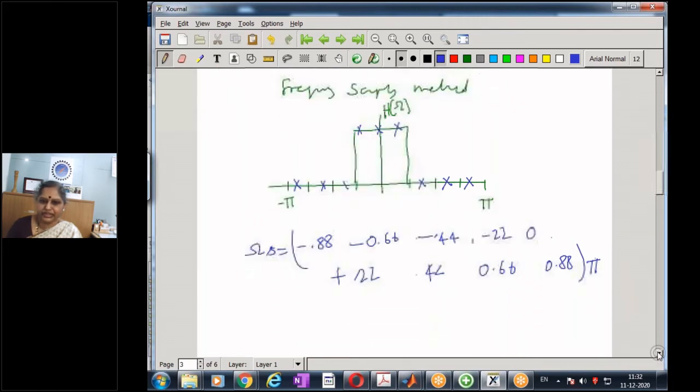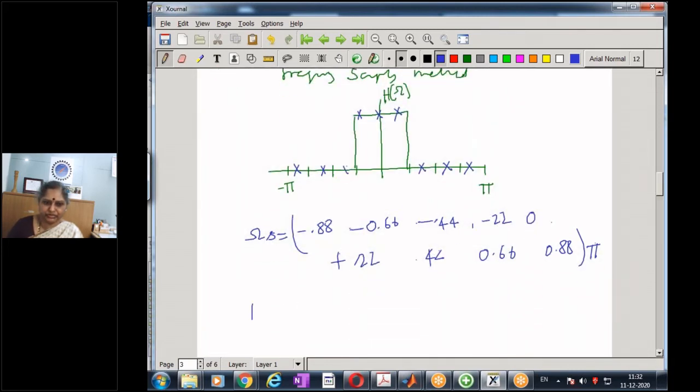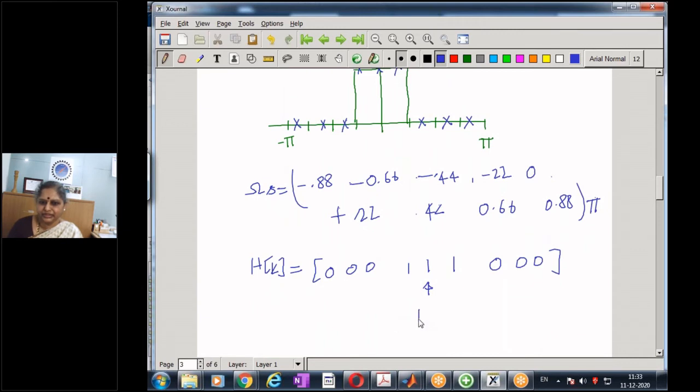So now when I try to write my h of k, what I have is three values being 0, then three values non-zero, and again three values 0, and this corresponds to my k equal to 0. This corresponds to k equal to 0, and k is actually going from minus 4 to plus 4. So m is 4 in this case. So I am having my samples going from minus 4 to plus 4.